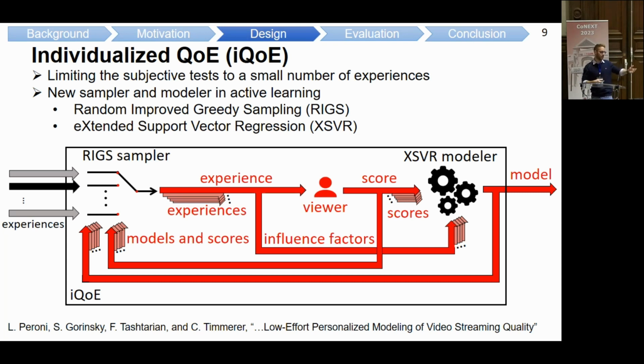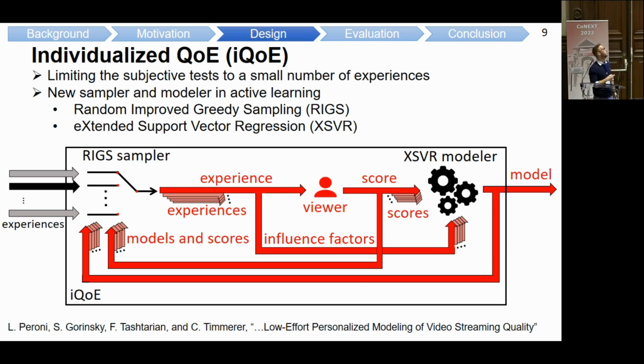We call them random improved greedy sampling for the sampler and extended support vector regression for the modeler. Here, I'm depicting an overview of our solution, but in its essence, the sampler and the modeler iteratively interact with a viewer in the loop that gives the score to these experiences, and iteration by iteration, the modeler improves its performance.